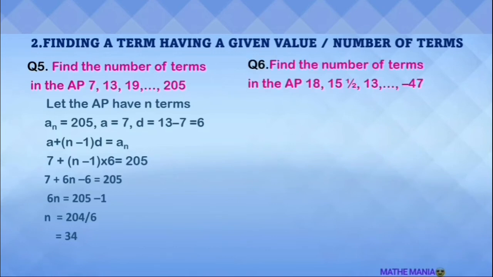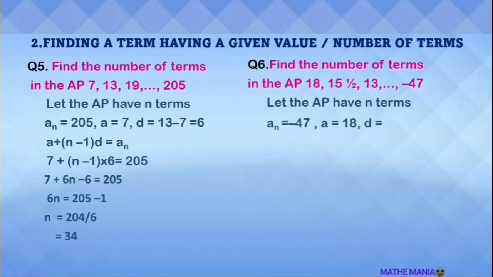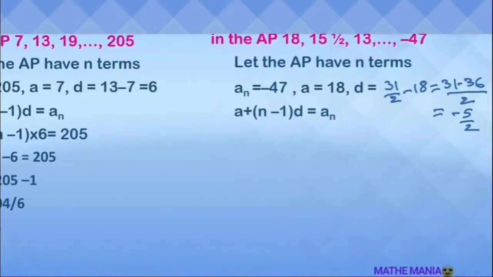Another question. Children, observe that this is a decreasing AP, and that is why the last term is a negative term. Again, we take a_n as minus 47. We need the second term for solving, so we'll change it into a pure fraction. It becomes 31 upon 2. So we get d is equal to 31 upon 2 minus 18. On taking LCM and solving, we get it equal to minus 5 upon 2.